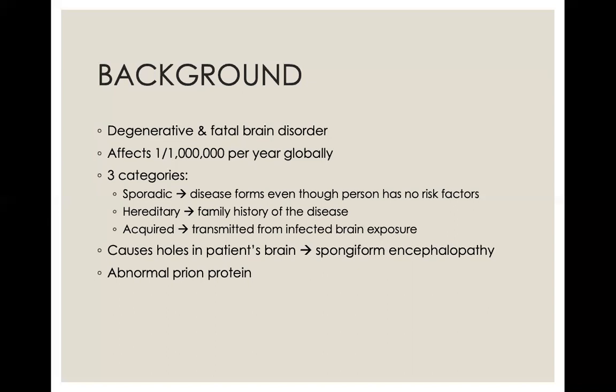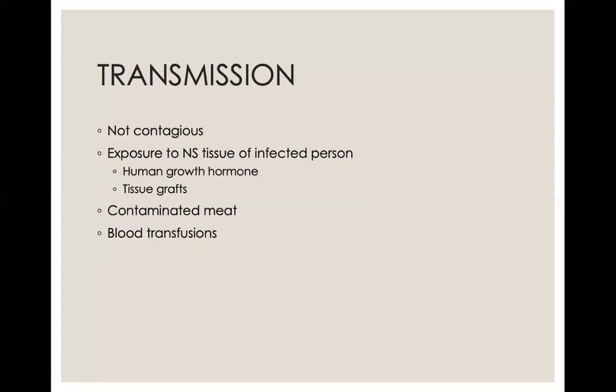CJD causes holes to form in the patient's brain, giving it the name spongiform encephalopathy. In animals, this is known as bovine spongiform encephalopathy, or more colloquially as mad cow disease or scrapie. It is caused by a prion protein that cannot be killed or destroyed. The protein takes on an extremely stable conformation that is interestingly more stable than the normal conformation found in healthy animals and humans. Now on to transmission.